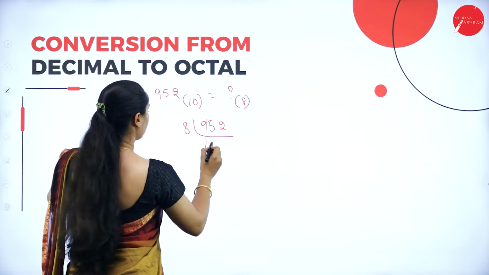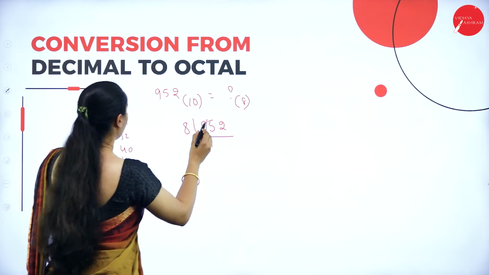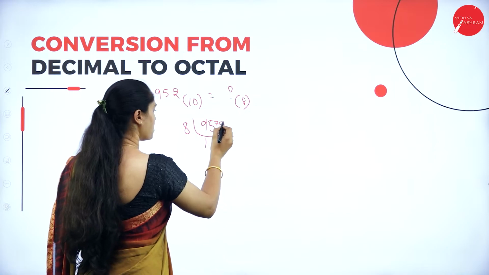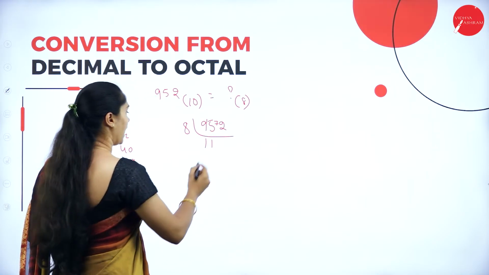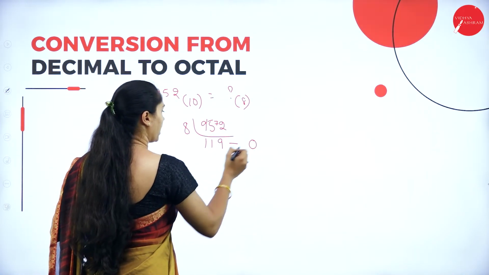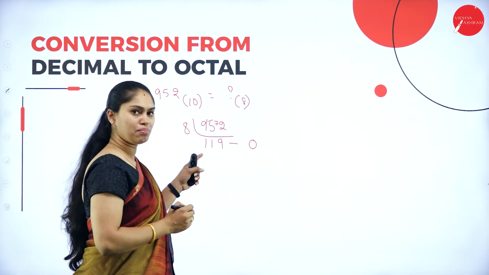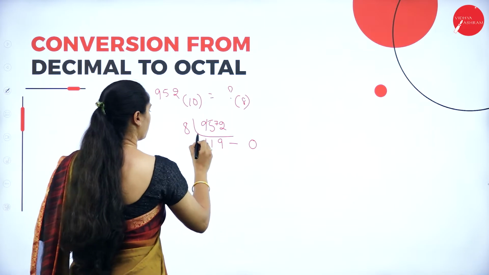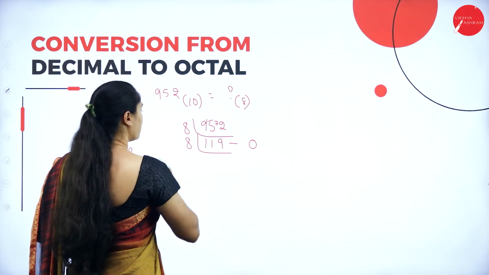Then I have to go with again 8 ones are 8. 15 minus 8. The remainder will be 7. So it will become 72. I will take directly 8 nines are 72. We don't have any remainder. So if you multiply 119 into 8, then you are going to get 952. So I have to start with dividing it by 8.